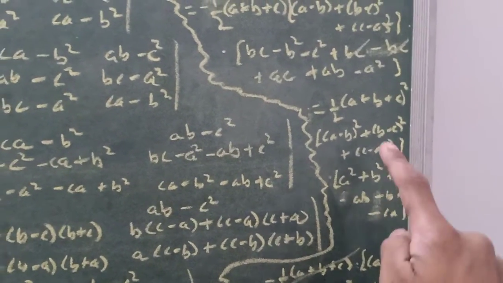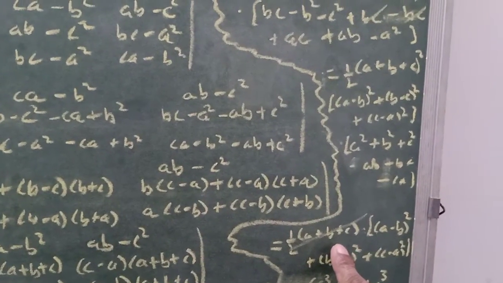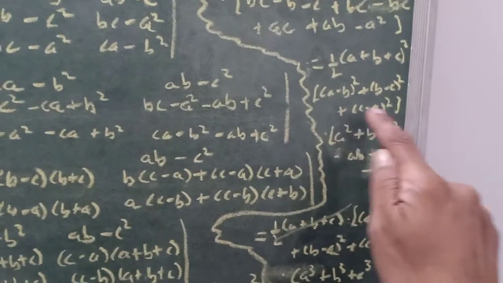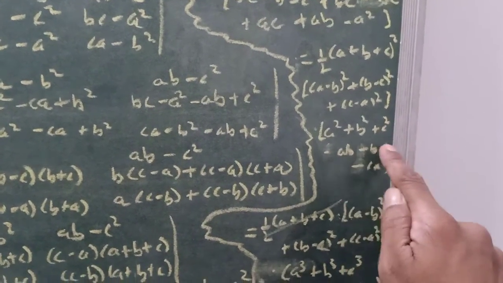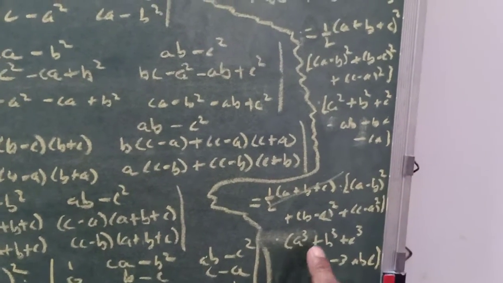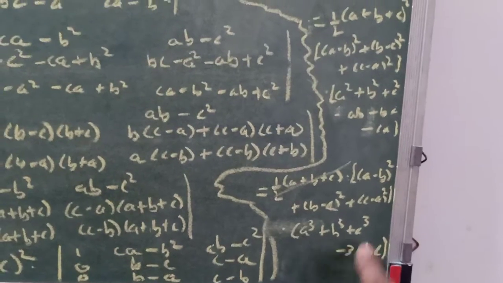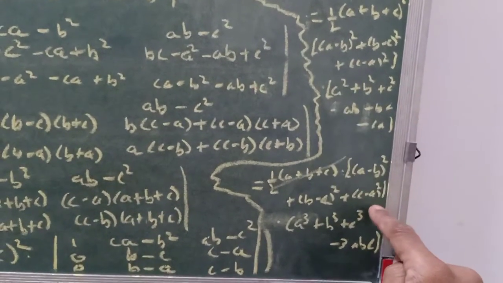Okay, now half as it is, A plus B plus C as it is, and one A plus B plus C I am multiplying in this bracket. So what is A plus B plus C into A square plus B square plus C square minus AB minus BC minus CA? That is nothing but A cube plus B cube plus C cube minus 3ABC, and remaining bracket as it is, that is A minus B the whole square plus B minus C the whole square plus C minus A the whole square as it is.